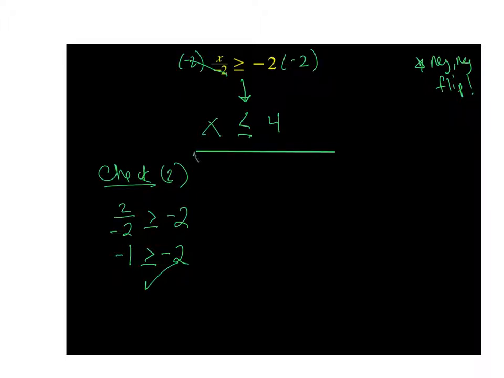Now let's graph our solution. Remember we check it in the original, but remember that we graph the solution. So I am graphing x is less than or equal to 4. There's my 0. There's my 4. It's a closed circle, and my shading is to the left.